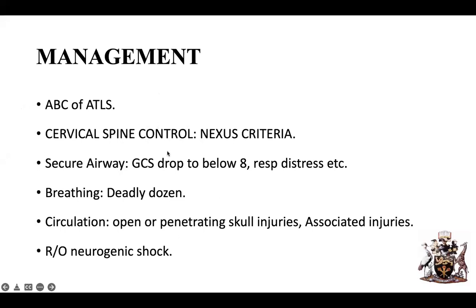And sometimes the breathing you have to rule out. Does the patient have a hemothorax, a massive hemothorax, a tension pneumothorax, an open pneumothorax? Does he have a flail chest? Does he have airway obstruction? And if there's any of those, you want to be able to sort it out. Circulation. One of the reasons they have hypotension is because they may have bilateral femoral fractures.